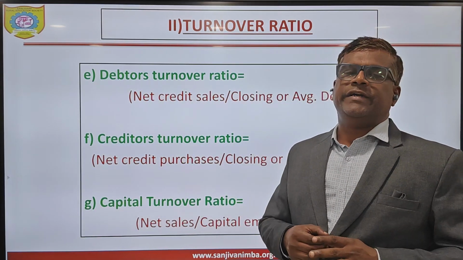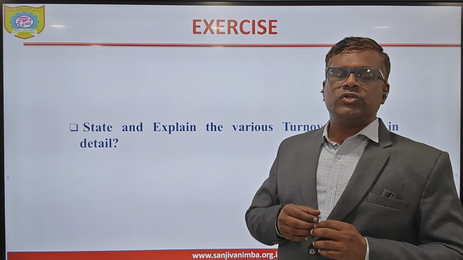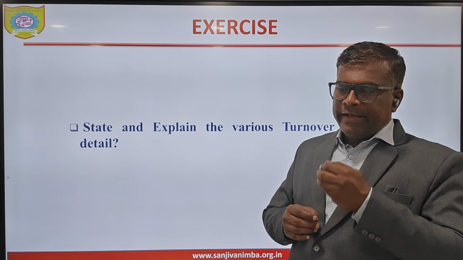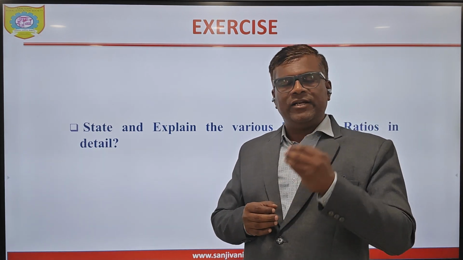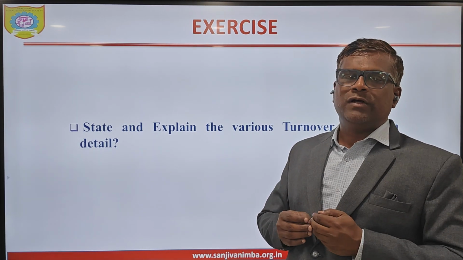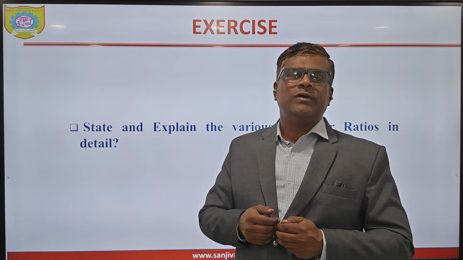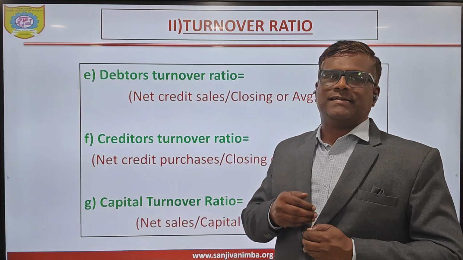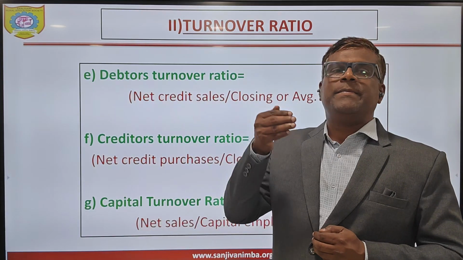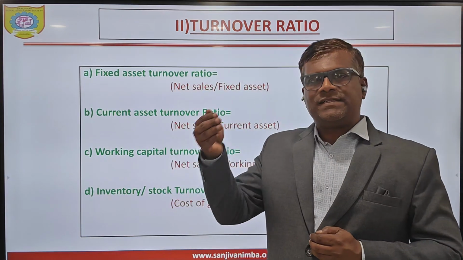Friends, before I close this video, you might have seen one very beautiful, interesting thing. In whatever turnover ratio formulas we have eyed upon, in most of the turnover ratios, in the numerator there is net sales, and in the denominator the ratio's name is there. For example, fixed asset turnover ratio is net sales divided by fixed asset. Current asset turnover ratio is net sales upon current asset. Working capital turnover ratio is net sales divided by working capital. And capital turnover ratio is net sales divided by capital.